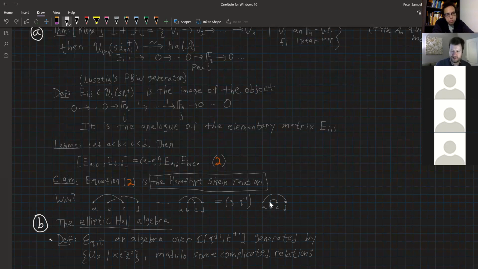I guess one more thing I should point out about this is that these two objects commute in the Hall algebra, so there's no extensions between these two objects. So I haven't indicated which order they come in, just because they commute.